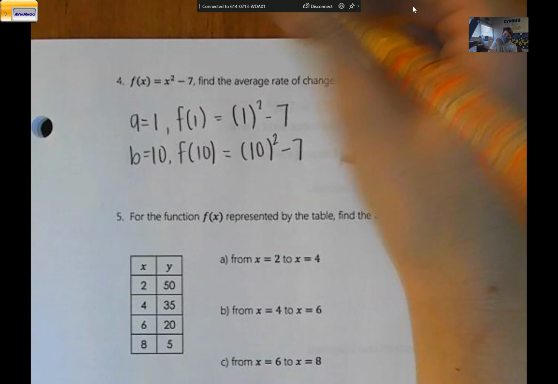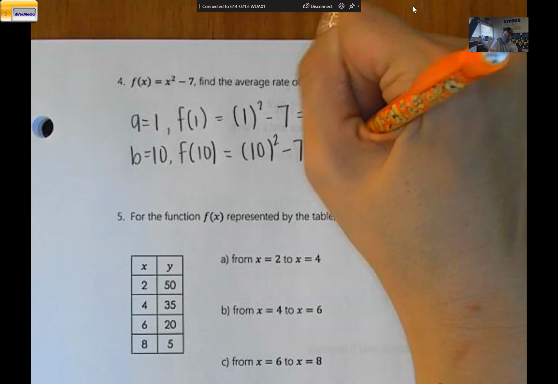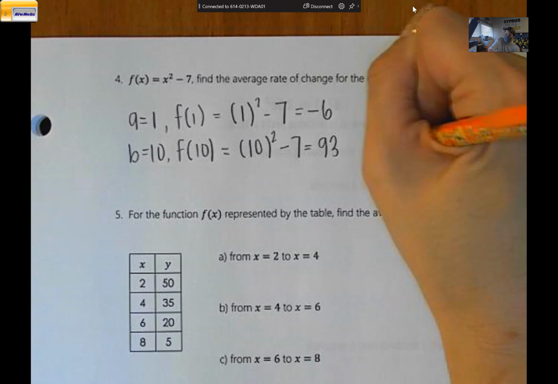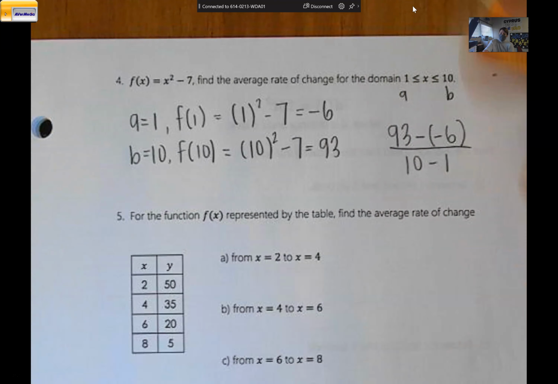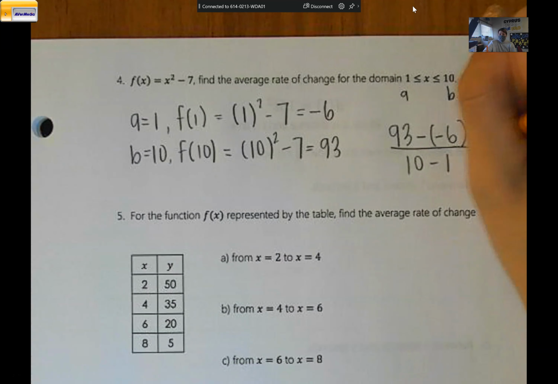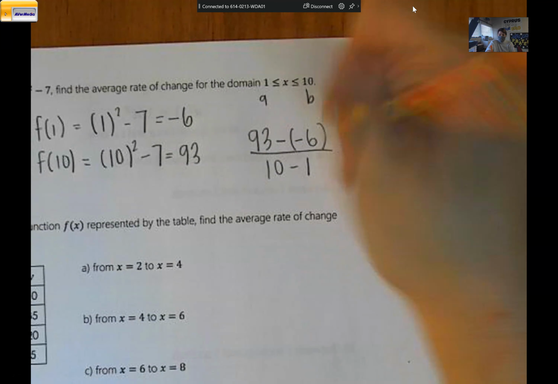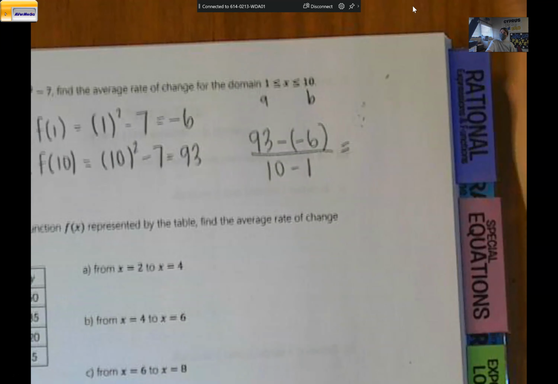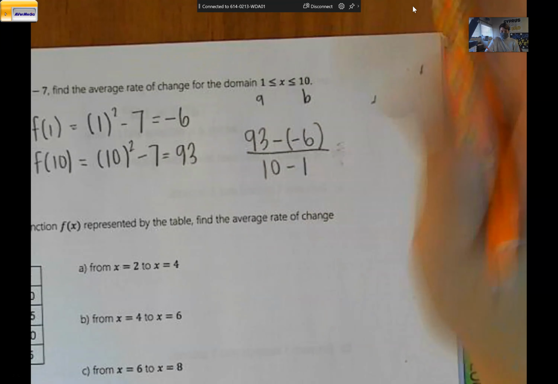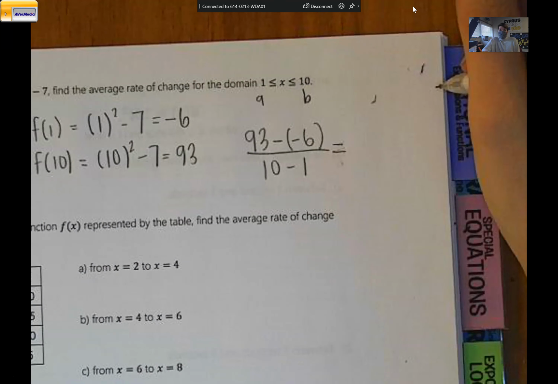Okay, what was f of 1? F of 10? Okay, when you plug this guy in, make sure that you're really careful to plug in 93 minus -6. You got to be really careful on that one. You can just change it to a positive if you know that that's the shortcut. But I usually just leave it as 2 negatives.